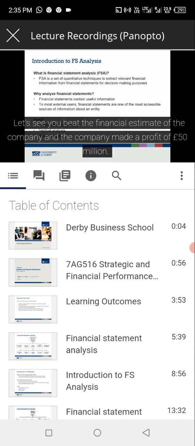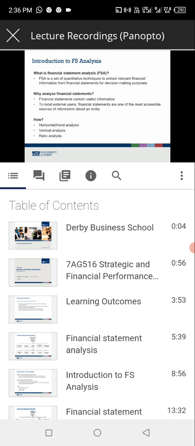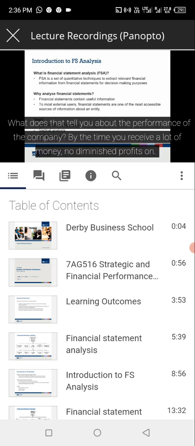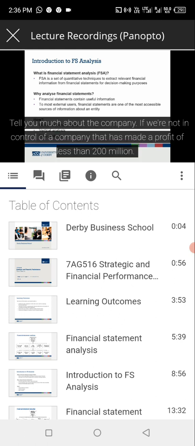Let's say you pick the financial statement of a company and the company made a profit of 50 million pounds. Yes, the company has made a profit. They've made 50 million. So what does that tell you about the performance of the company? It doesn't tell you anything. You only know they've made a profit, and it won't tell you much about the company.